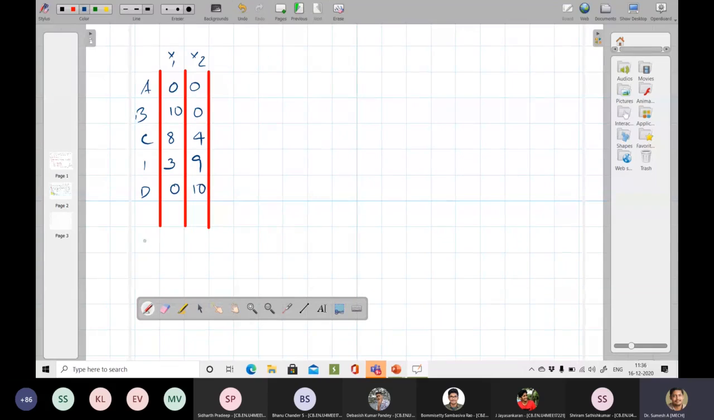So now you can substitute and find the value of Z by substituting in the objective function. So first it is 0. Second one, how much? 2000. Third one.